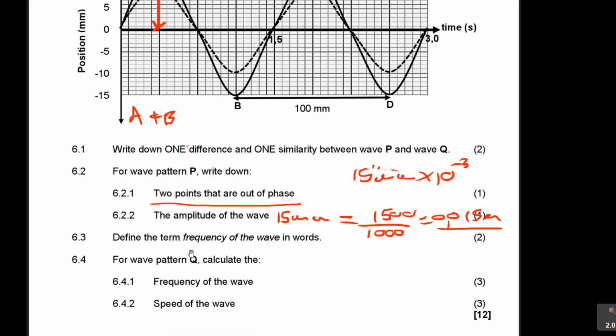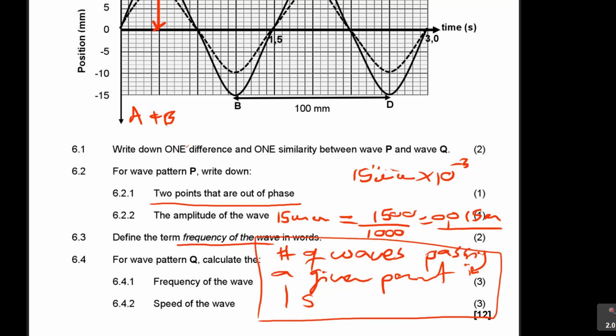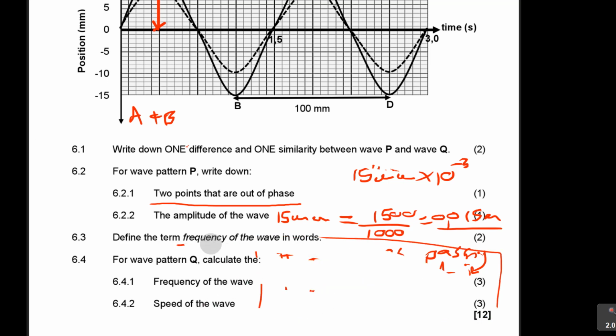And then define the term frequency of a wave in words. You need to know such a definition. Frequency, what is it? It is the number of waves passing a given point in 1 second. Number of waves passing a given point in 1 second. They need you to know that.